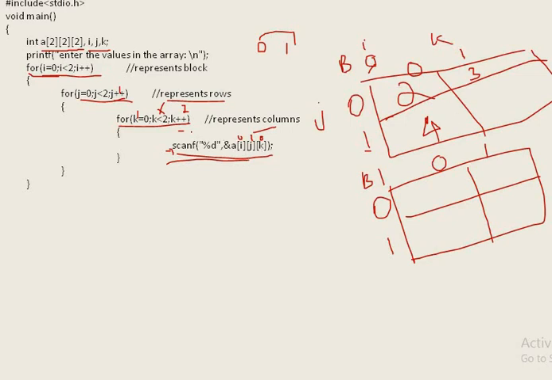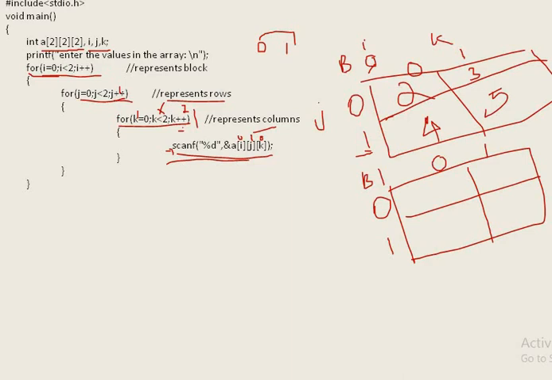Again k will be incremented by 1. Now k becomes 1, and the condition will be true. Again scanf will be executed one more time. Now i value is 0, j value is 1 and k value is also 1. So here you can insert the next value. Then coming to incrementing the value of k, it will become 2. Now the condition is false and it will exit out of this loop and move to the increment statement of j. j is incremented by 1.